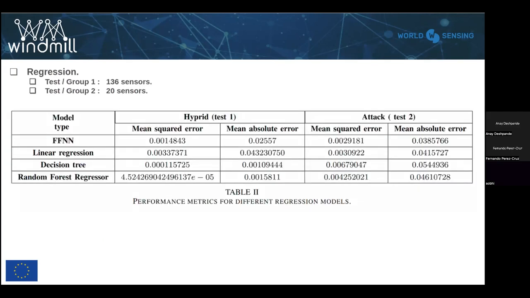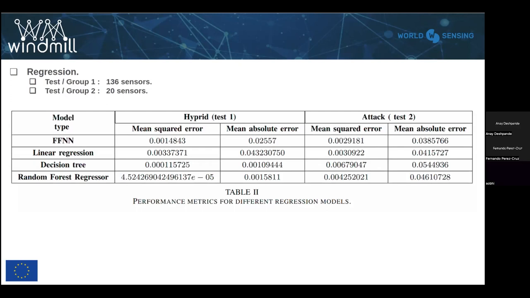Now for testing, we have two types of tests. We split the data set for training the regression: 136 and 20 sensors. Now, for test one, assume in group one, these are the sensors collaborating in the training. We use them for training the model, and we split this data set as usual for training, validation, and testing.